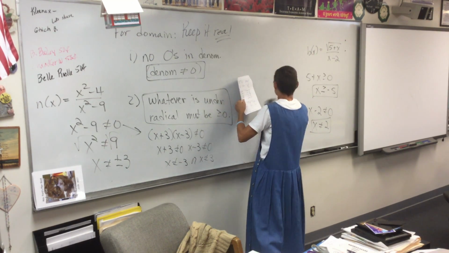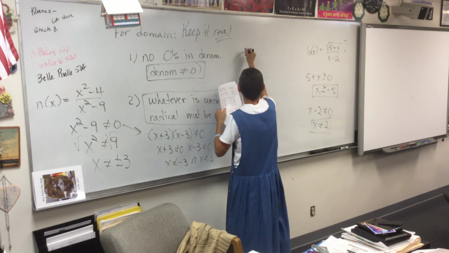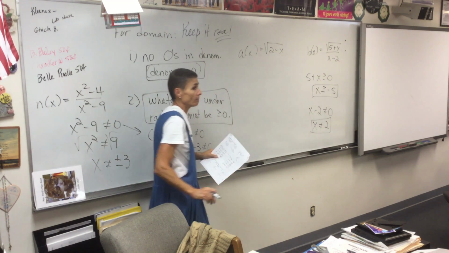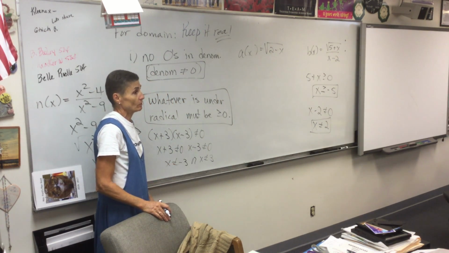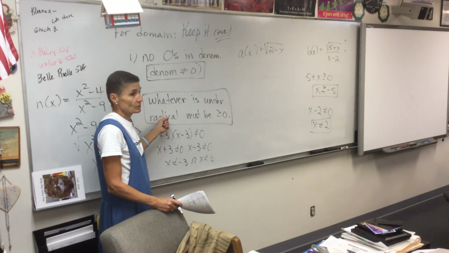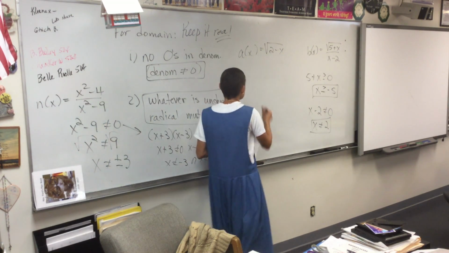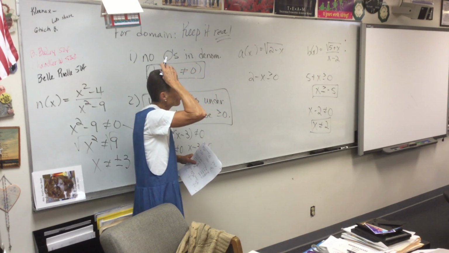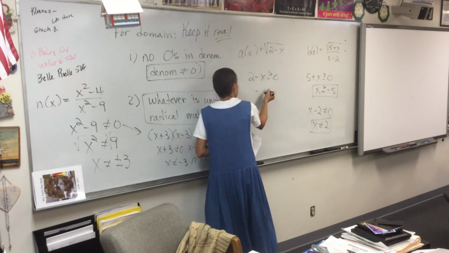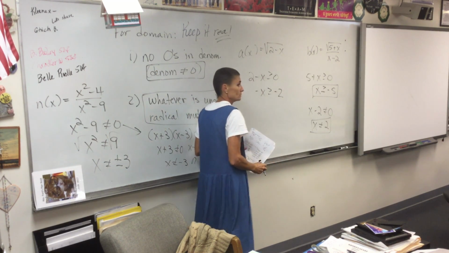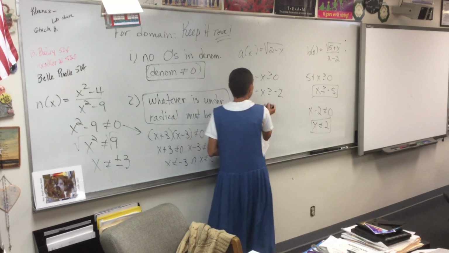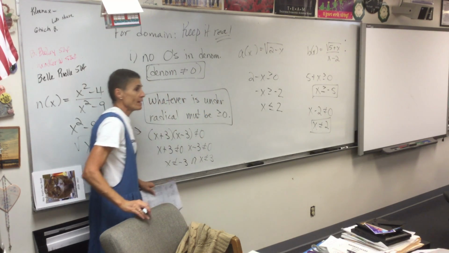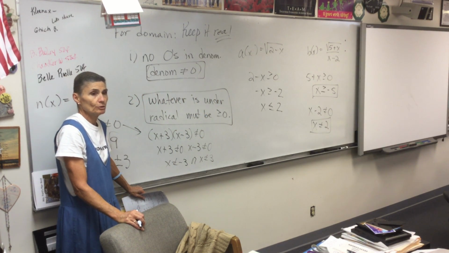Problem I. Which problem do I have in problem I? I have a radical. What do I know about radicals? Whatever is underneath has to be greater than or equal to 0. So if I subtract 2 and divide by a negative, my domain is less than or equal to 2.